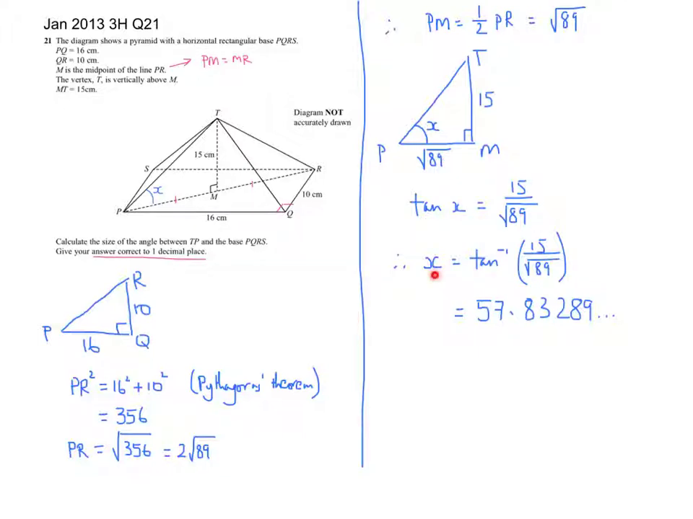To get X, I take the inverse tan of 15 over root 89, and I put that in my calculator, and I get 57.83289... It keeps going. So we just need to round it. I go back to my question, check. Remember we read this at the beginning. I need to give my answer correct to 1 decimal place. And so I've got X equals 57.8 degrees to 1 decimal place.